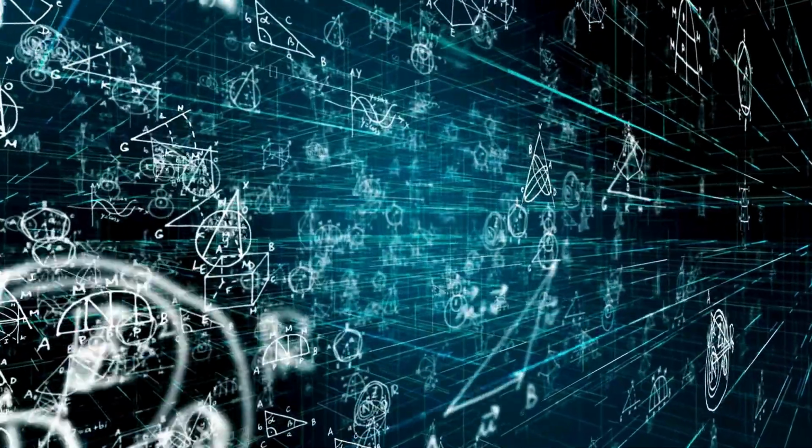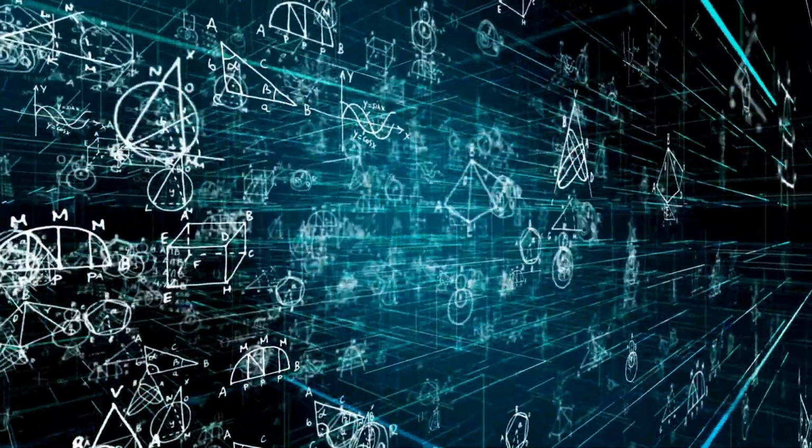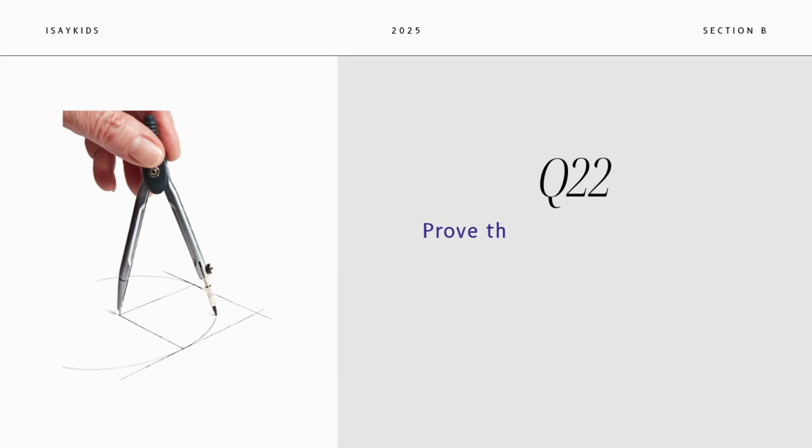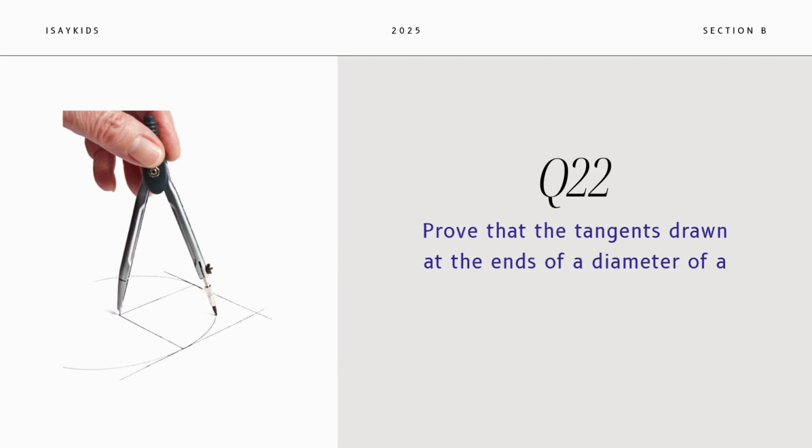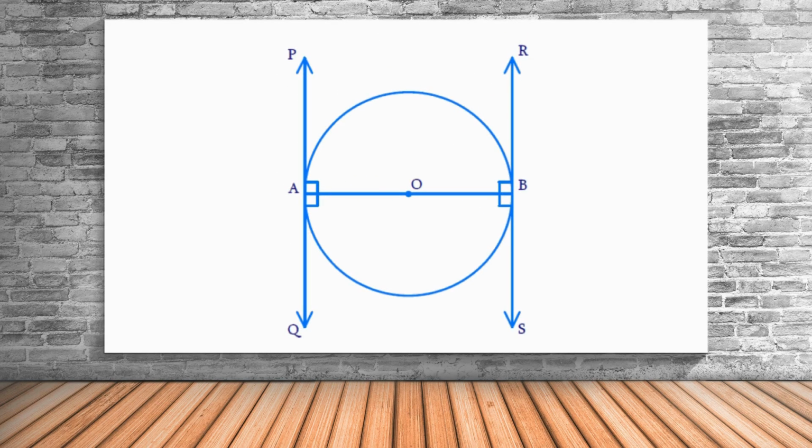Let's delve into an interesting geometric property involving circles. We want to prove that the tangents drawn at the ends of a diameter of a circle are parallel. Here PQ and RS are the tangents drawn at the ends of diameter AB, and we need to prove that these two are parallel to each other.